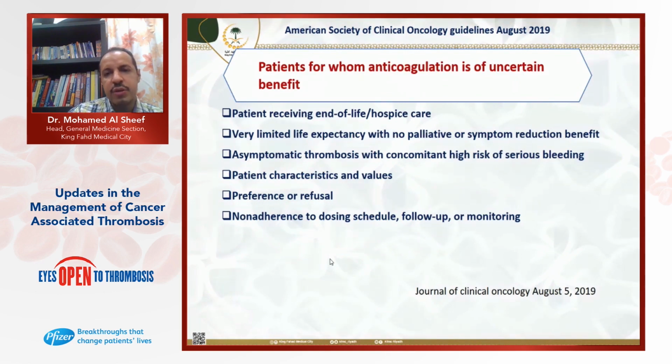So what are the patients for whom anticoagulation is of uncertain benefit in cancer patients? If the patient is receiving end-of-life or hospice care, or has very limited life expectancy with no palliative or symptom reduction benefit, or asymptomatic thrombosis with concomitant high risk for bleeding. As I mentioned, if the patient has subsegmental PE or incidental portal vein thrombosis with active bleeding or high risk for bleeding, I will not use anticoagulation because the risk outweighs the benefit. Also, refusal or preference of the patient, non-adherence to dosing schedule, follow-up or monitoring.